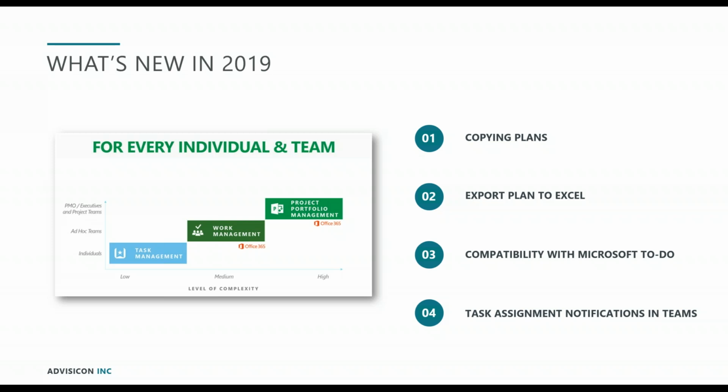To sum everything up, now in 2019, you can copy your plans and reuse them. You can export the plans to Excel. You can have tasks that are assigned to you in Planner pop up in your Microsoft To Do and receive notifications in Teams.